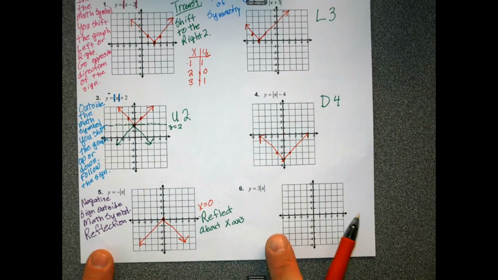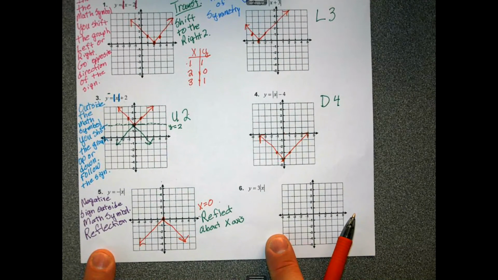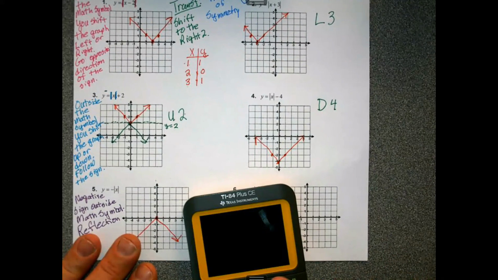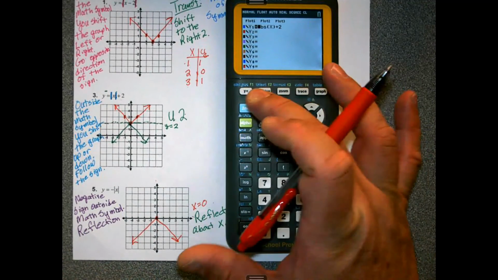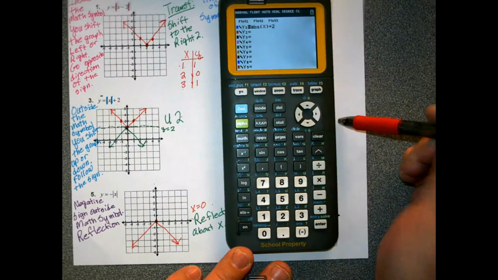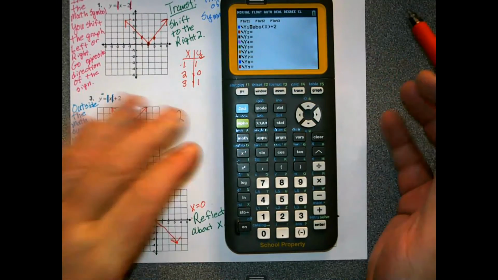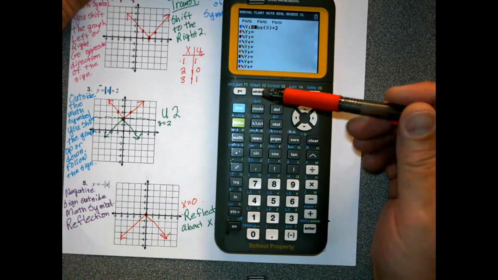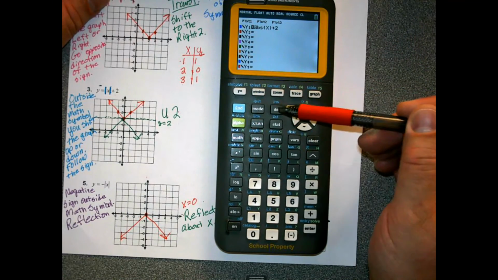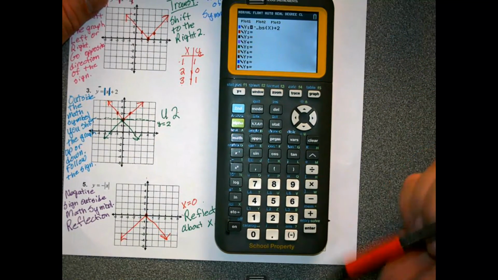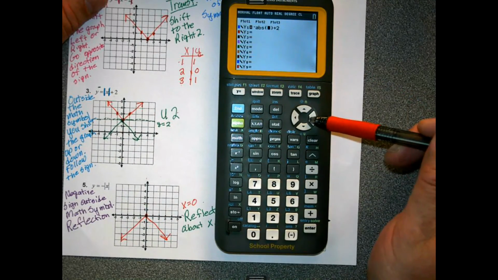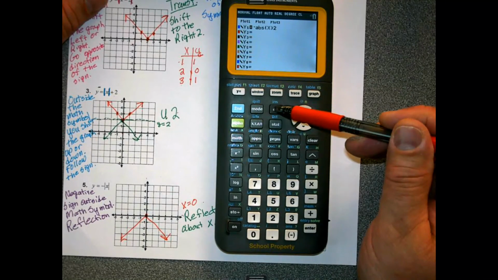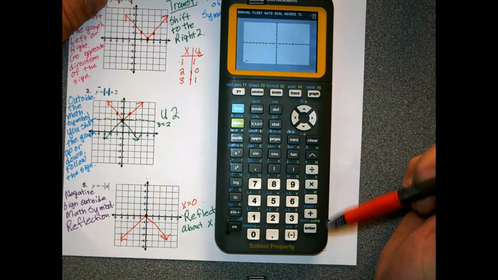Yeah, these get complicated. This is where you're really going to want to use your calculators. So I'm going to insert, and you can with these calculators, you're going to hit the second button. I'm going to insert a negative sign. Okay. So negative absolute value of x. I'm going to get rid of this plus 2. And I'm going to graph that.